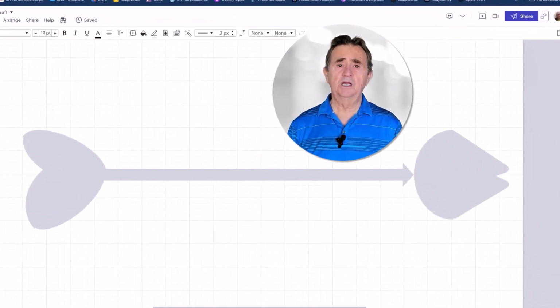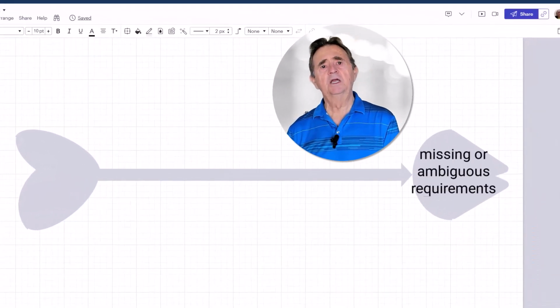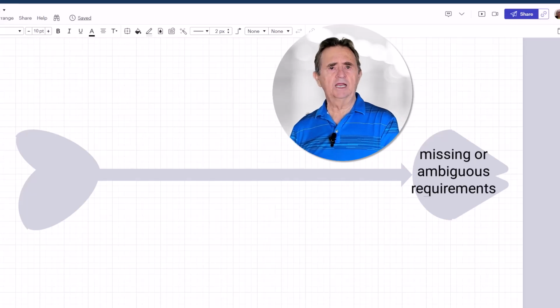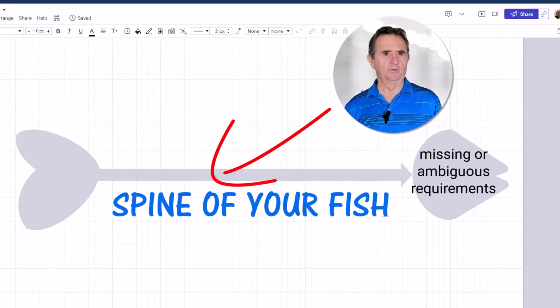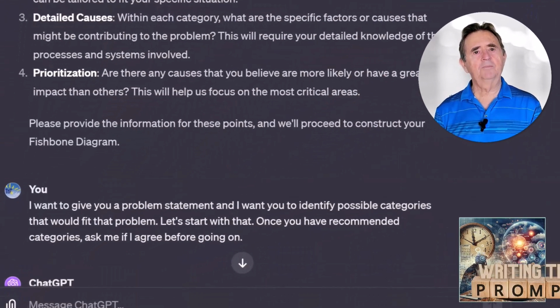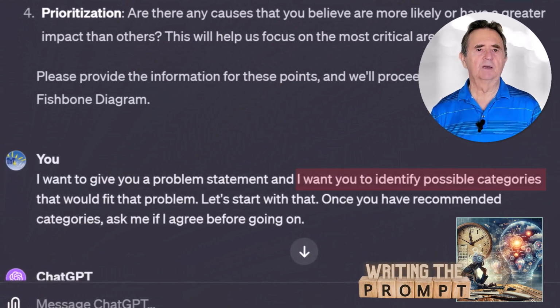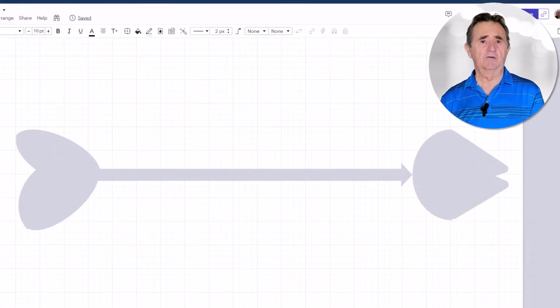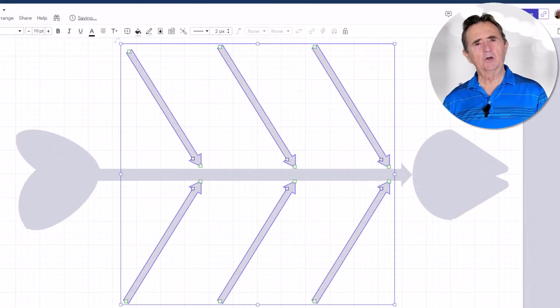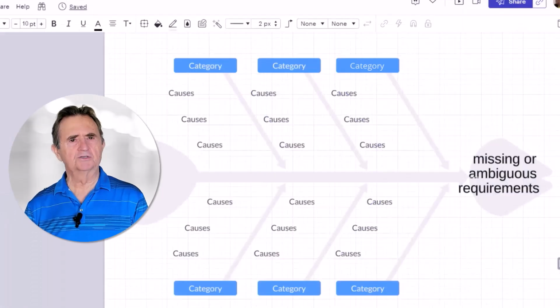So I'd suggest writing missing or ambiguous requirements on the middle right-hand side of your drawing area and drawing the backbone of your fish to the left as a straight line from that problem statement. This line represents the spine of your fish, if you will. I had prompted ChatGPT to recommend categories for my problem statement, and it dutifully responds. This is the next step in fishbone diagrams, namely to determine the major categories of potential causes.